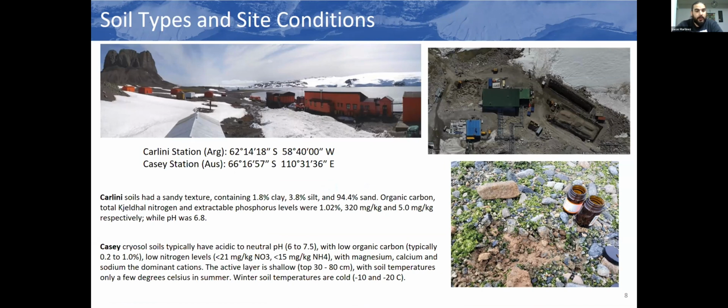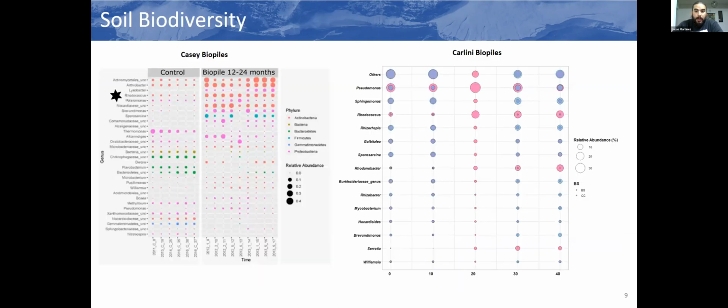Carlini soils and Casey soils are very different: a very sandy soil in Carlini and a more silt-like soil in Casey. This means these differences in soil structure and conditions may affect the mobility of the hydrocarbons, may affect the treatment per se, and we also need to think about the nutrient concentrations and the rocks that may be included in soils.